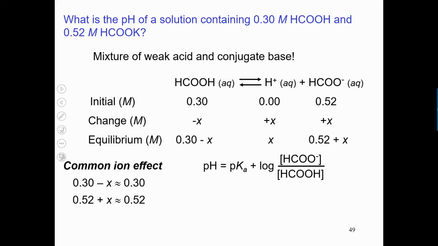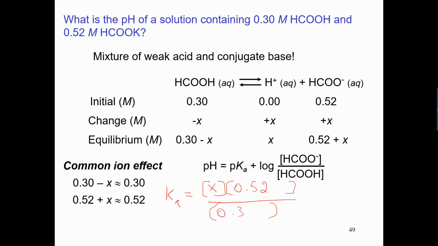Like I said, you could do this through a Rice table. Okay, 0.3 minus x, 0.52 plus x. Okay, and then your Ka equals the x times 0.52 plus x on top over 0.3 minus x on the bottom. But if you just consider, this is what the Henderson-Hasselbalch is doing. It's just dropping negative x and plus x. Okay? It's considering those to be insignificant. And then you get this.